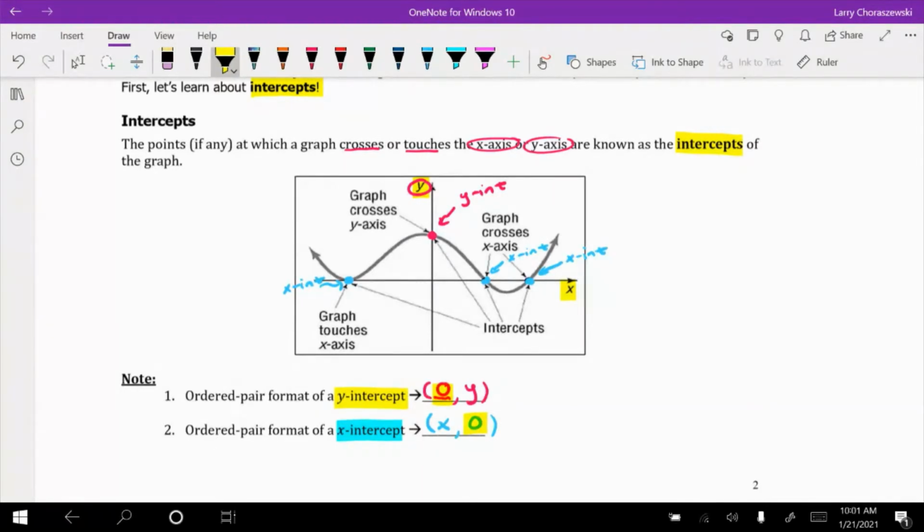Okay, any questions before the break? All right, I'll see you guys in about 5 minutes or so. We'll do a little bit more with intercepts, and then we'll get back to graphing calculator stuff. Okay, so see you soon.